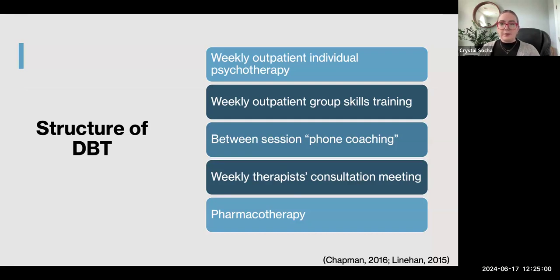DBT also includes phone coaching, where individuals are able to access a therapist or counselor and be provided with additional skills. So they're able to explore what skills they've already tried, as well as be provided with this kind of opportunity to re-engage with skills in that moment. DBT also includes a weekly therapist consultation meeting where staff are meeting together to talk about individuals, and of course, pharmacotherapy or medication management.